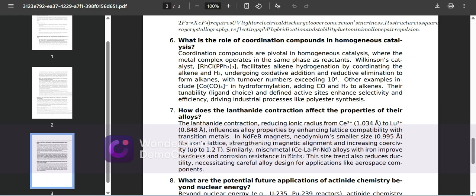Other examples include Co(CO)4 minus in hydroformylation, adding CO and H2 to alkenes. Their tunability, ligand choice, and defined active sites enhance selectivity and efficiency, driving industrial processes like polyester synthesis.